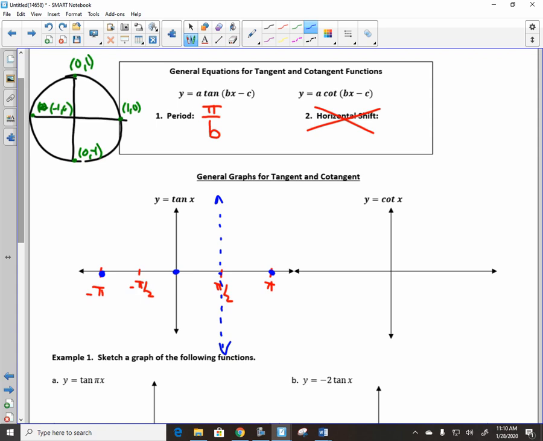I'm going to go to negative pi over 2, which is right here. What is y divided by x there? Undefined. So you have a vertical asymptote.